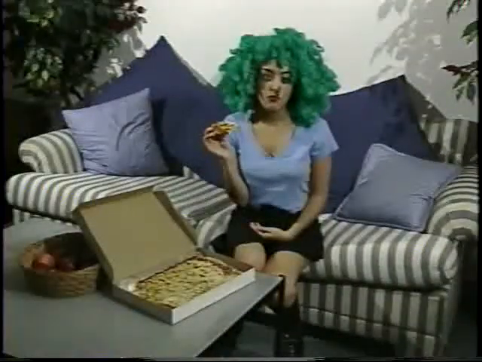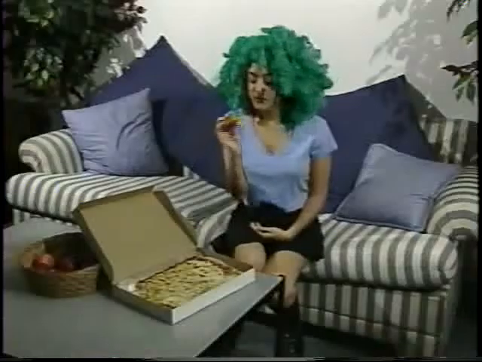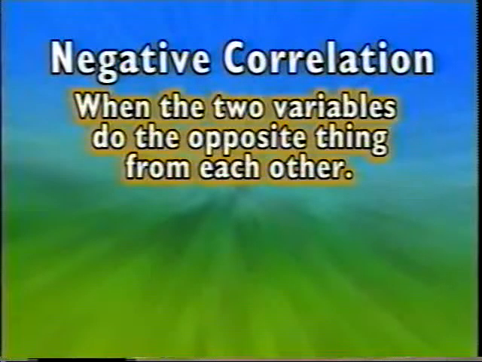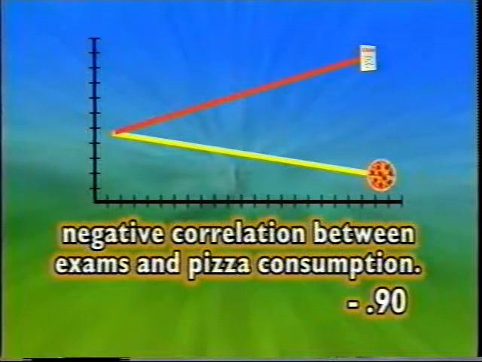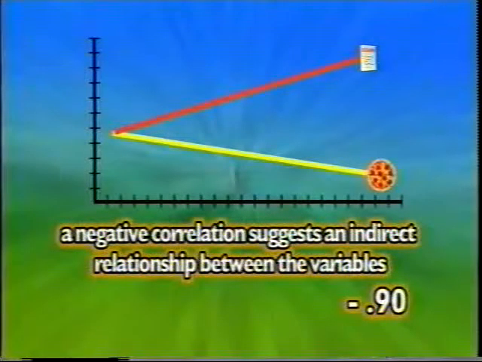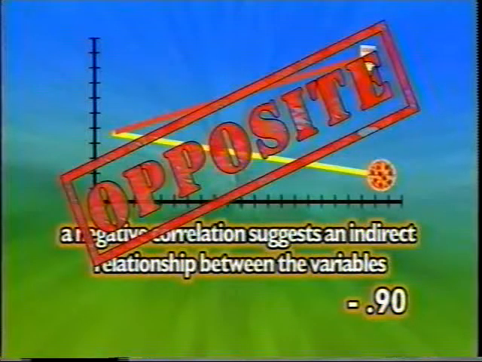So, what's a negative correlation? A negative correlation is when the two variables do the opposite thing from each other. If pizza sales dropped significantly during every exam week, there would be a negative correlation between exams and pizza consumption. A negative correlation suggests an indirect relationship between the variables. One variable does the opposite of what the other is doing.